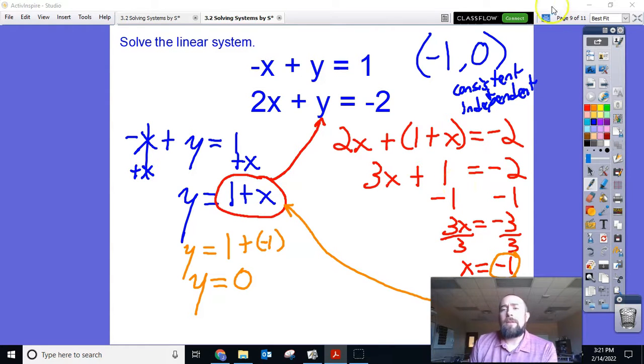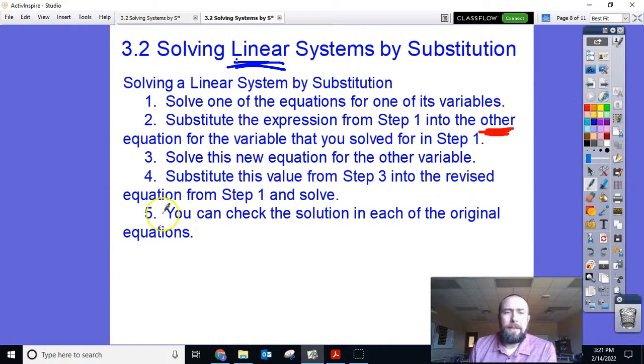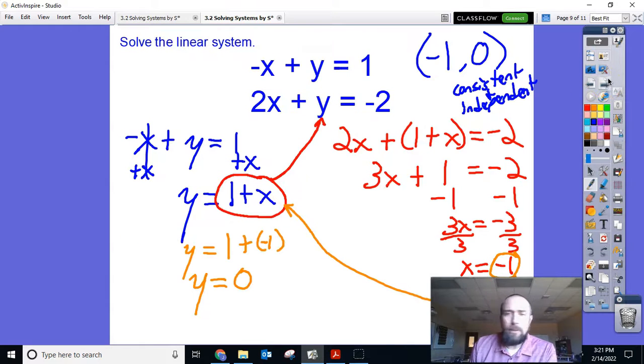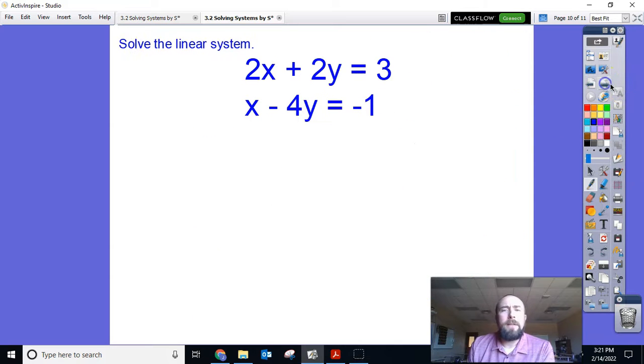So let's look at another example. Oh, by the way, step number 5 down here says you can check the solution. Remember, you can always plug it back in to see if it works. You don't have to do number 5, but if you plug in -1 here and 0 here, you'll get 1. If you plug in -1 for x and 0 for y in the second equation, you will get -2. All right, so let's look at another example.